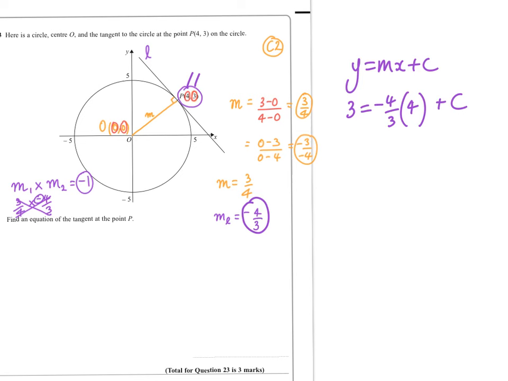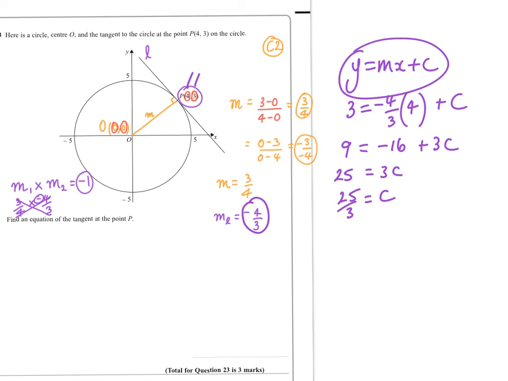So I'm going to times everything by 3 here. Add 16 to both sides, and divide by 3. And then I can just write this out now with the values of m and c, which I now know. So for any values of y and x, we're going to have y equals minus 4/3 x plus 25/3. That's one way.